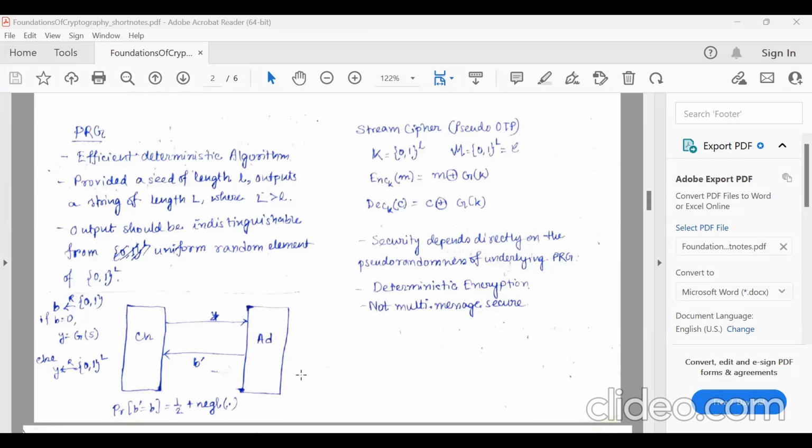Seed is the secret, and the PRG algorithm will take as input the seed, and it will output a bit string whose length is necessarily greater than the length of the seed. So expansion is necessary in case of PRG. And why do we need PRG?